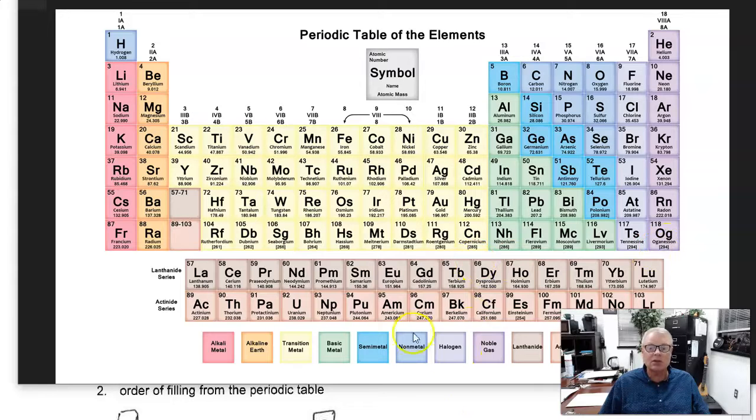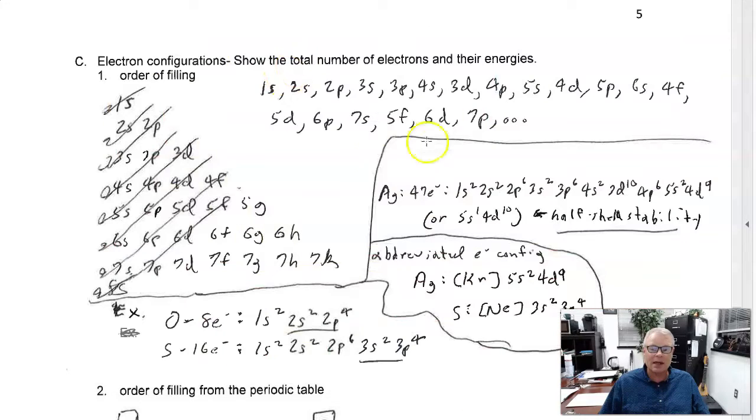So is there such a thing as an 8s or a 7g or a 7h? Yes, there is such a thing. There is such a thing as a 3000p subshell. But the thing is, it's going to be empty, because you only have 118 cars to park, so to speak. The largest thing you can find in the periodic table has 118 electrons. And you don't need to go to 3000p to put them in there.